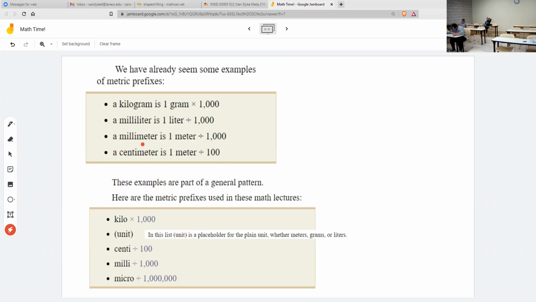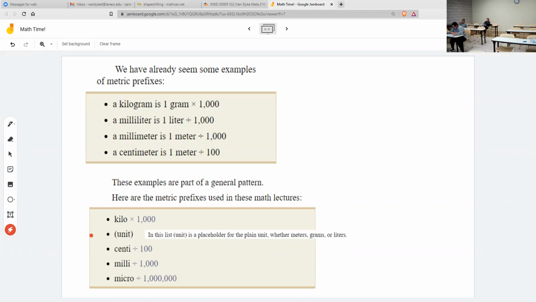So there's a general pattern. We don't just have to do it with grams becoming kilograms. You could have kilo anythings. Kilo just means times 1,000. That's the only multiply one that we normally use. Then we have the plain unit. It could be a meter, it could be a gram, it could be a liter, it could be a watt. We have lots of different measurement units we use. If you look at your electric bill, there's kilowatts, because 1 watt.